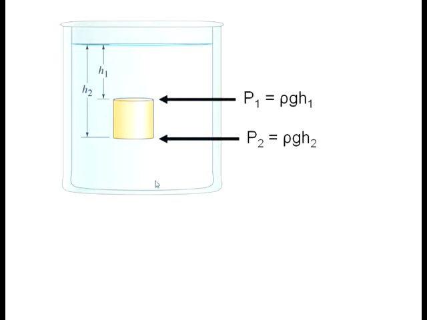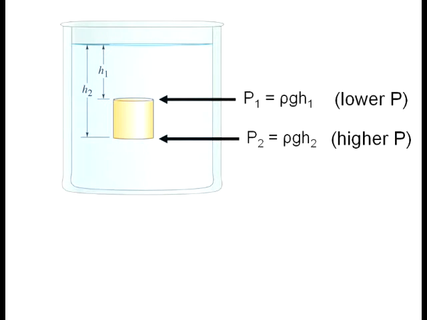Here's an example of that. The pressure down at the bottom of this object is rho g h, and the pressure at the top is rho g h. So this difference in the heights is causing a difference in the pressures. We have a higher pressure at the bottom, a lower pressure at the top, and that's going to cause a pushing force upwards.